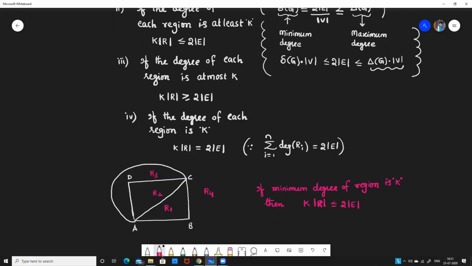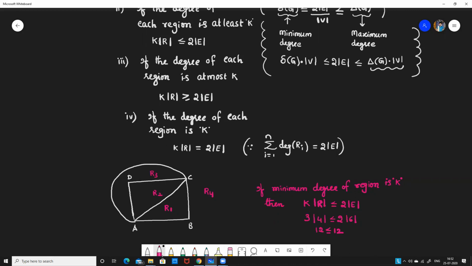Therefore, we can write it as, in this case, k is equal to 3. How many regions are we having? 4 regions. 3 into 4 less than or equal to 2 times of how many edges we have? 6 edges. Therefore, 12 less than or equal to 12, which is satisfied, right? Therefore, if the minimum degree of a region is k, then k into the number of regions must be less than or equal to 2 times the number of edges.